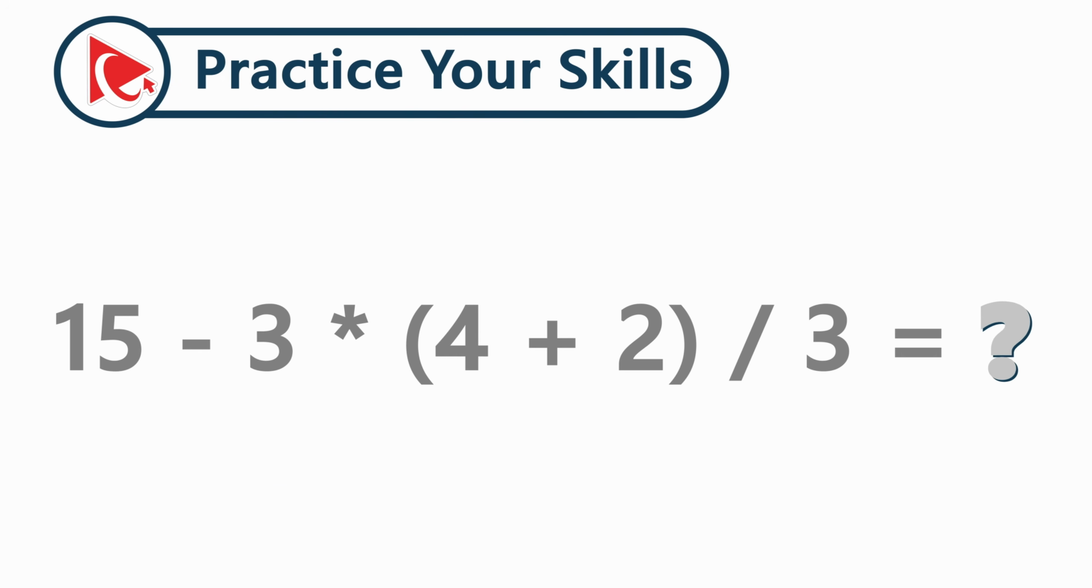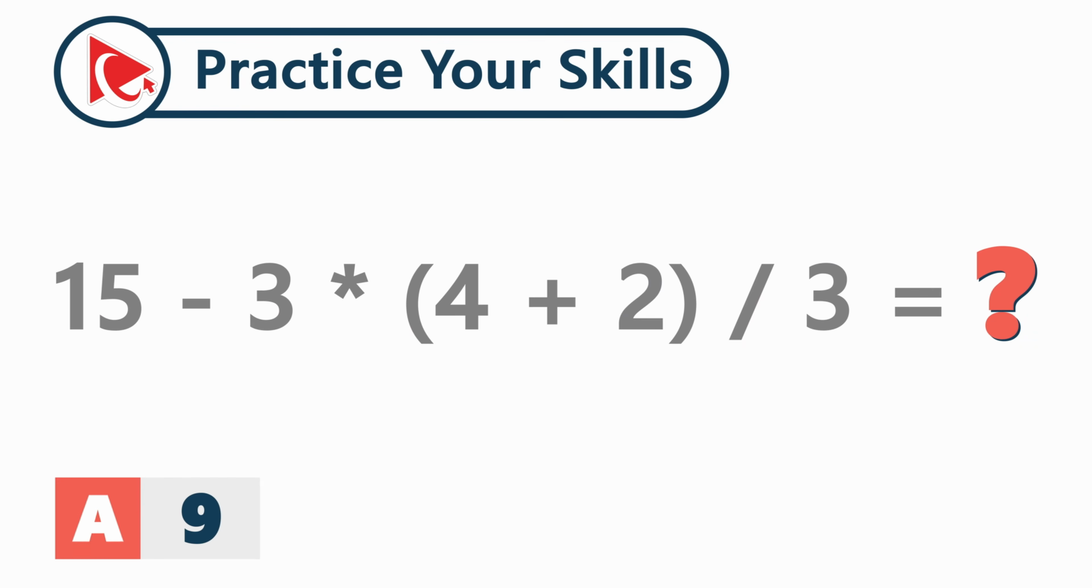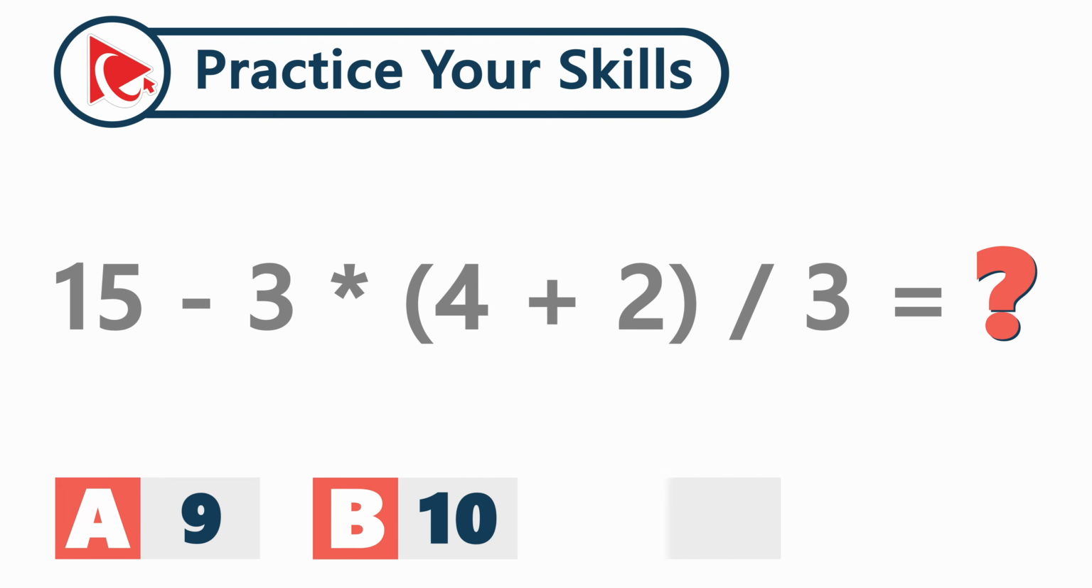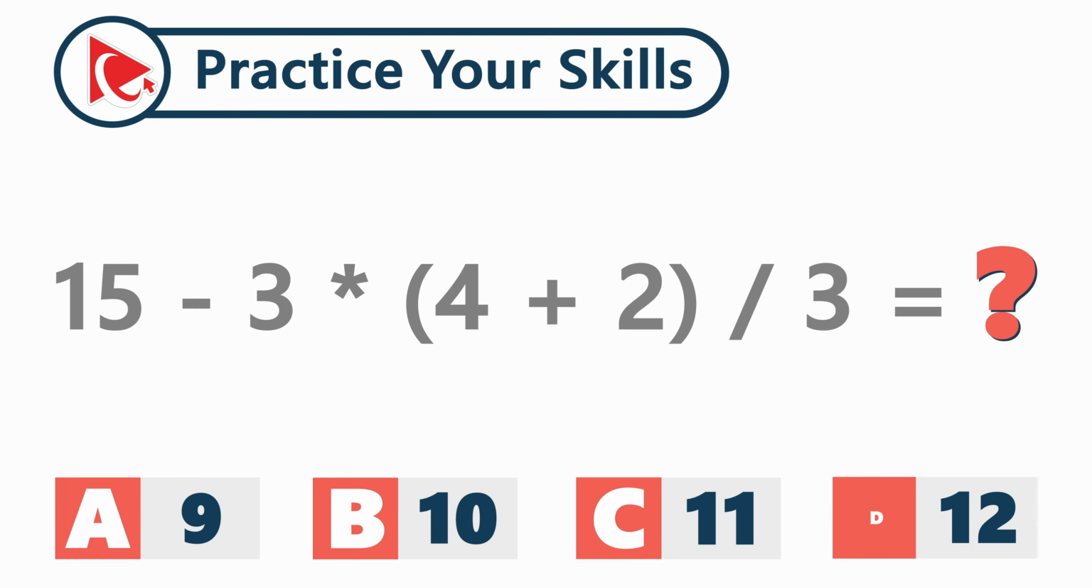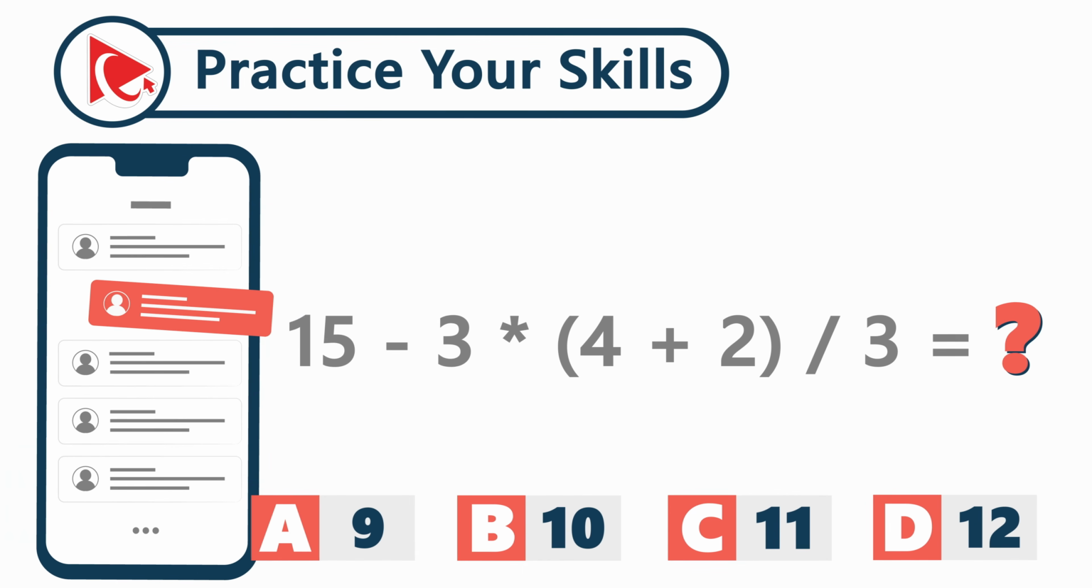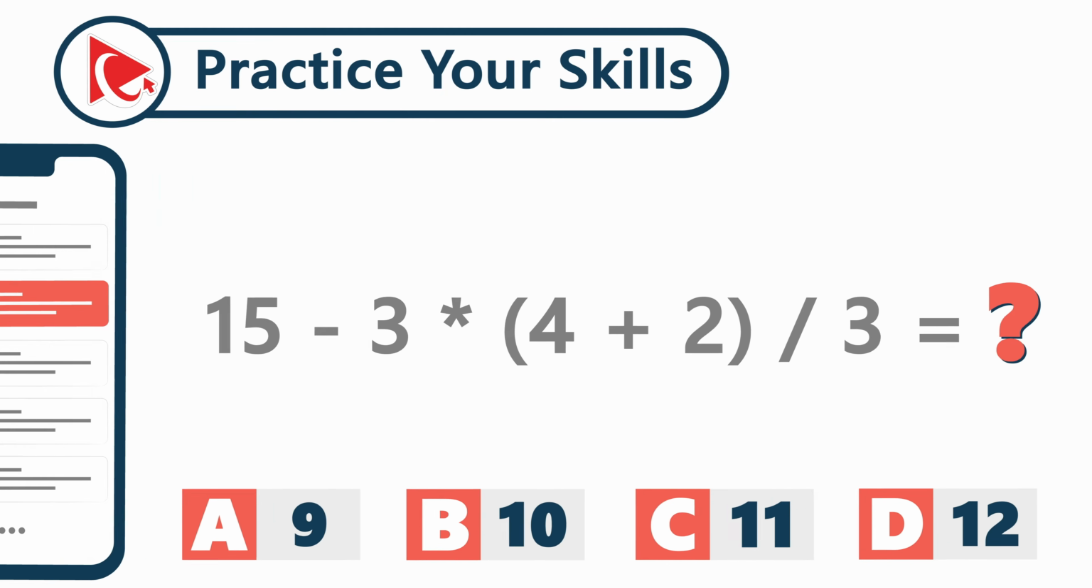You're presented with the expression 15 minus 3 multiplied by (4 plus 2) divided by 3. You need to calculate the result and select your answer out of 4 possible choices. Choice A, 9, choice B, 10, choice C, 11, and choice D, 12. After you've worked out your answer, post it in comments and I'll share my feedback. Enjoy solving this cool expression.